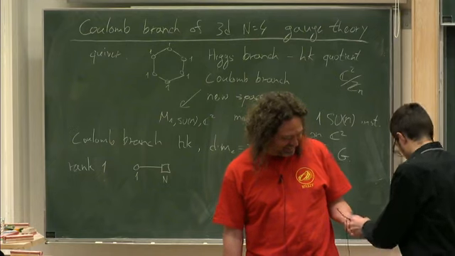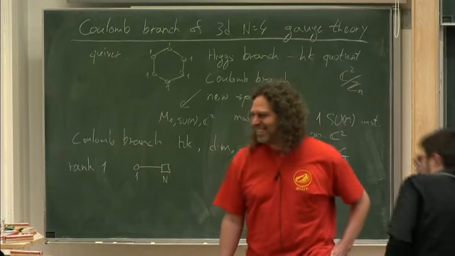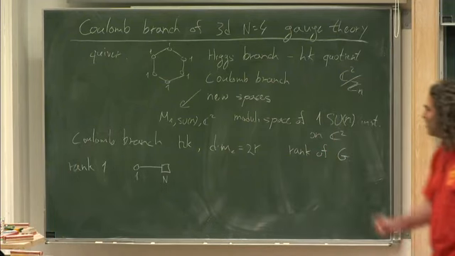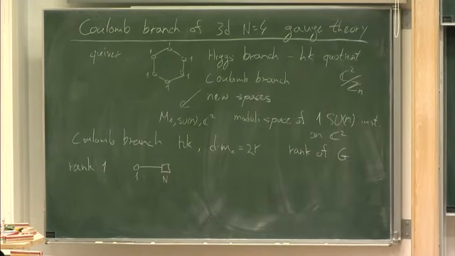Or you're running out of charge. Now I'll put a magnetic charge. Okay, so let's try to understand the Coulomb branch for this case.